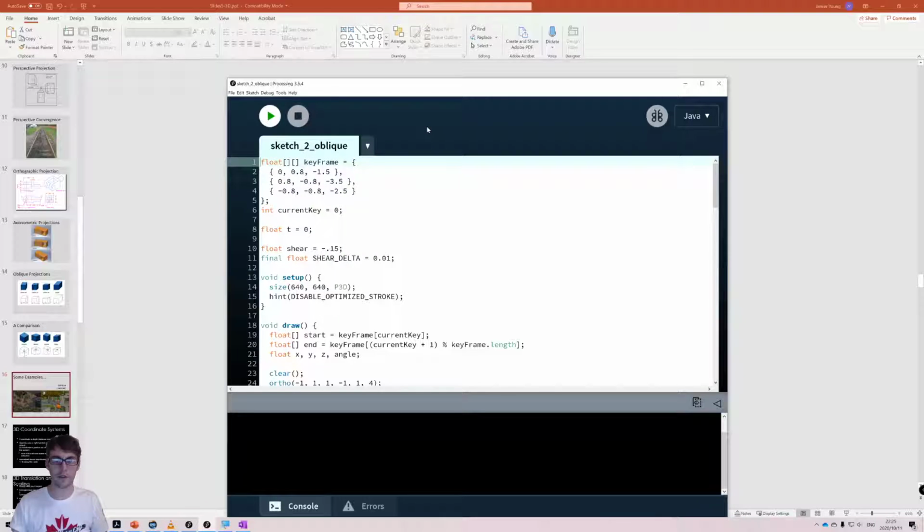Cool. Alright, so that finishes it for this section. We're going to come back and learn about view volumes.